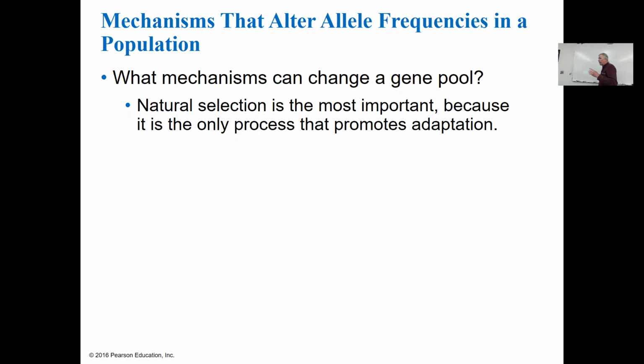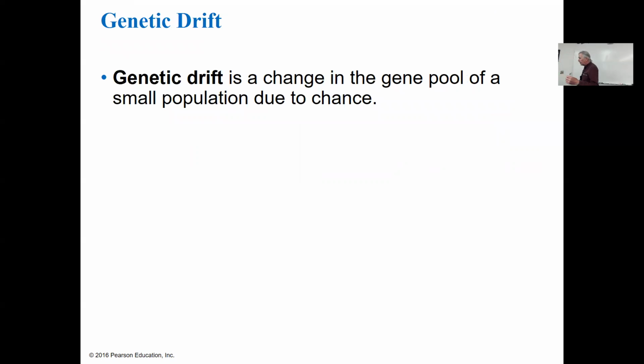Okay, what mechanisms can change a gene pool? Natural selection is the most important because it's the only process that promotes adaptation. But there are several other things that can change a gene pool. Genetic drift is a change in the gene pool of a small population due to chance. So this is a more random thing, and it's called non-adaptive evolution.